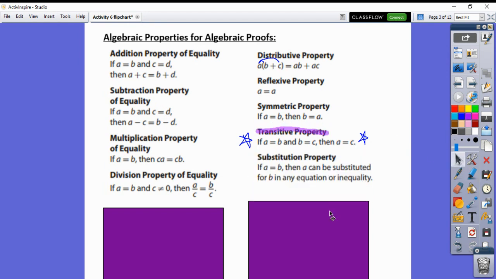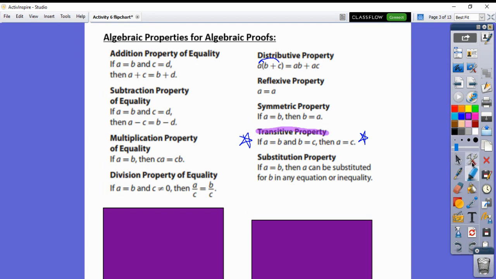And another property that we're going to use fairly often is the substitution property. Just like your algebra teacher showed you that if one quantity equals another quantity, you can substitute those quantities in for each other. Same thing happens a lot in geometric proofs. If A equals B, then A can be substituted for B into any equation or any inequality.